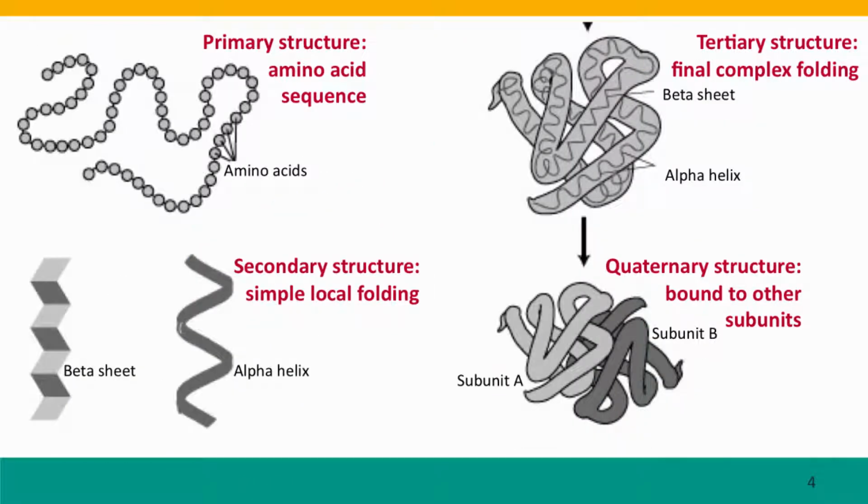Now, biochemists distinguish 4 levels of folding in proteins, although 2 of them aren't really folding at all. The first level, which isn't really folding at all, is just the sequence of the amino acids in the protein chain. The second level is a kind of local folding, which actually is easier to understand if we look at it in the protein structure.